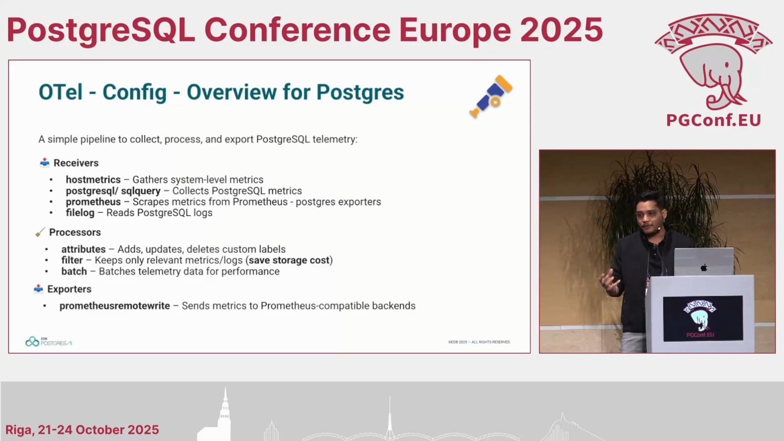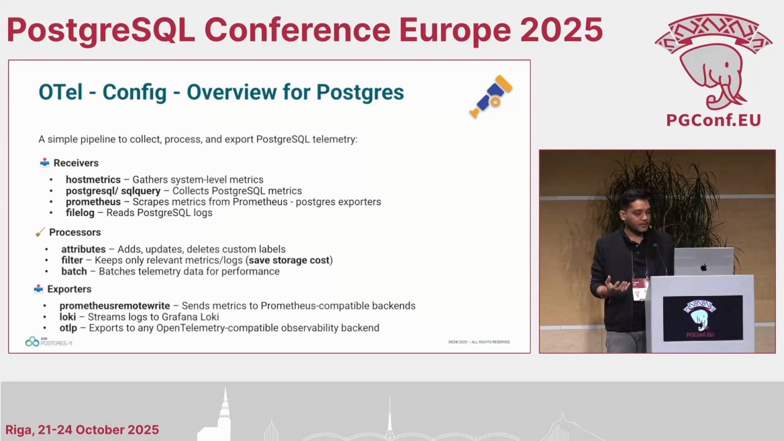And finally, we can use the exporter. For the demo, because I'm not sending it to my custom dashboards, I'm using Prometheus remote write to send the data to the Prometheus remote write server. It can be anywhere. And I'm using Loki here to stream the logs to Grafana Loki. Next, we have OTLP. We are using OTLP here to connect different platforms, one OpenTelemetry collector to another OpenTelemetry collector.